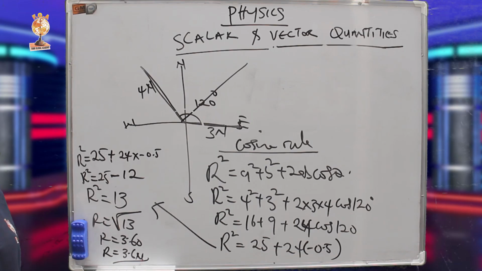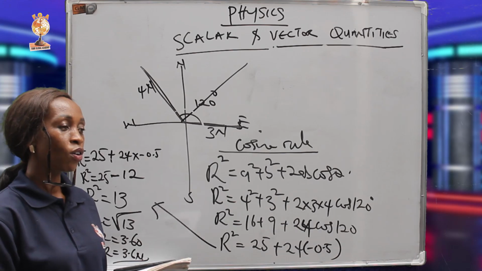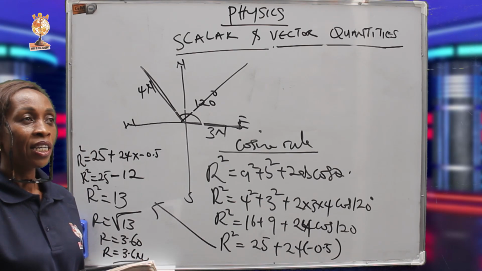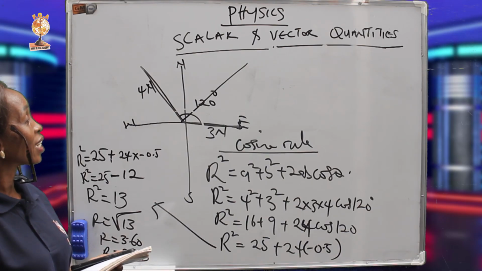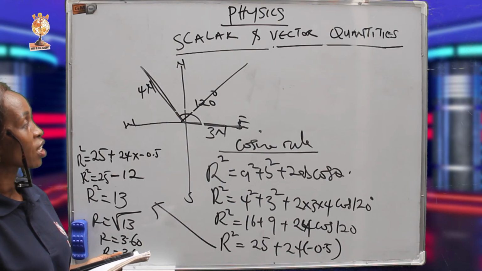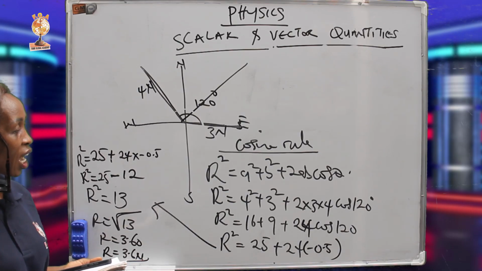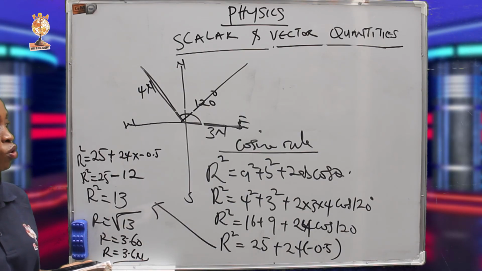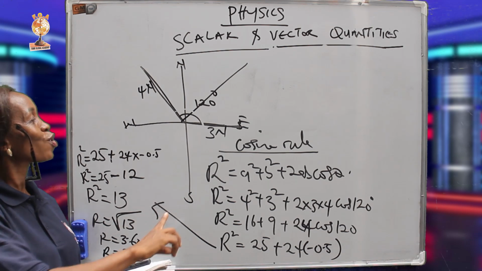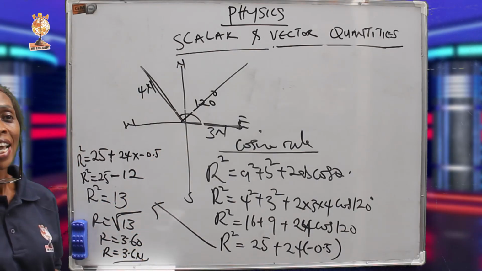We are not using the Pythagoras theorem. We are not subtracting, and we are not adding, because they are not in the same direction. It has an obtuse angle slightly higher than 90 degrees. So by solving the resultant of such vectors, I will use the cosine rule, which is r square equals a square plus b square plus 2ab cos theta. Remember, it has also sustained an angle.